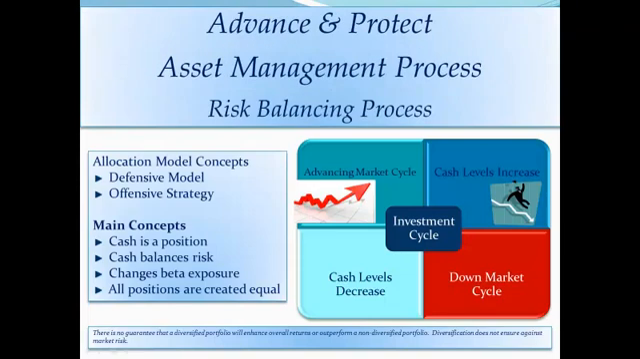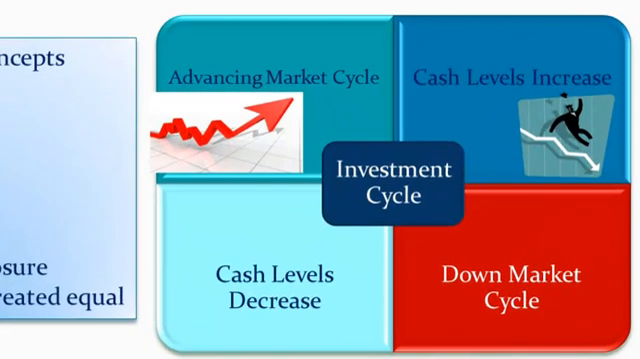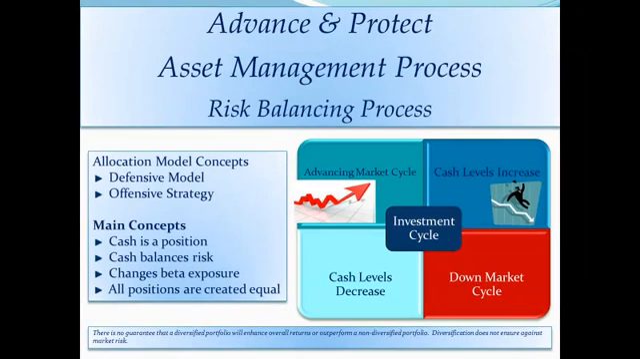The basic concept of Advance and Protect is a defensive model with an offensive strategy. We use cash as a position to balance risk. So in an advancing market cycle, cash levels will decrease as the portfolio becomes more fully invested. In a declining market, we sell the investments and cash levels increase. Sometimes cash is a much better position to be in versus stocks.